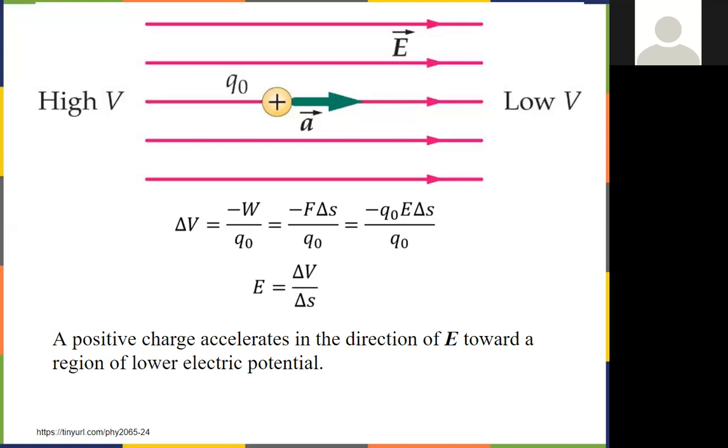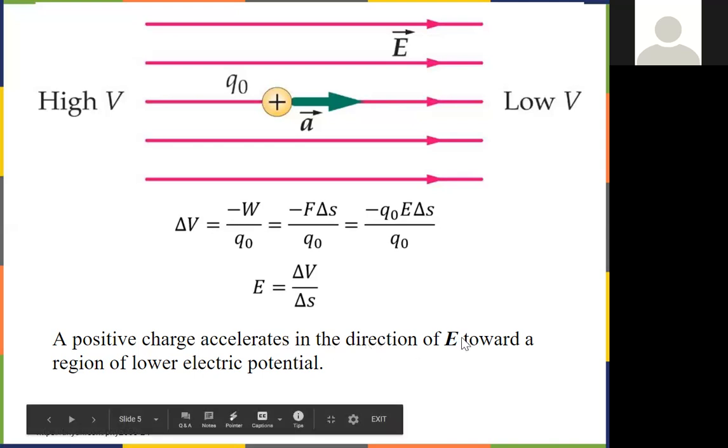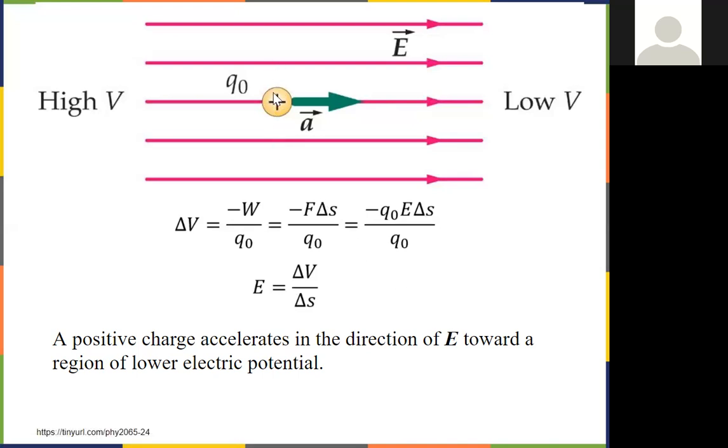All right, so the positive charge oscillates in the direction of the E field, okay? So that means over here you would have higher potential, and then here you have lower potential, because the electric force was doing positive work, okay? So then the potential will decrease.